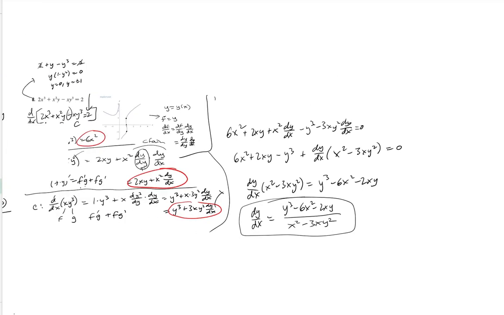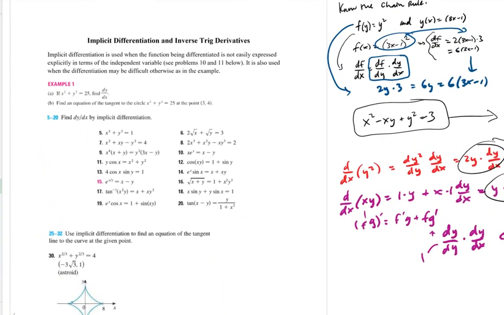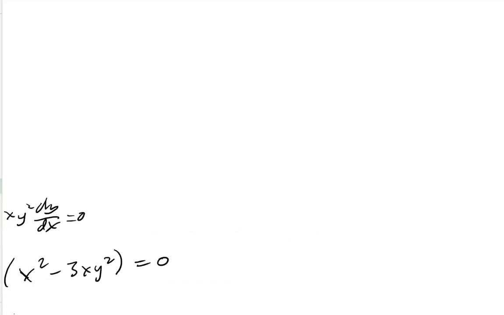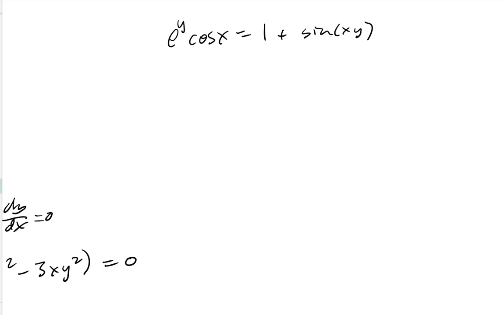All right, so there's other things also, like having to do with sine and cosine, that tend to be difficult as well. Let's pull this one over. This one, e to the y cosine x equals 1 plus sine of xy, e to the y cosine x. So I want to find dy dx. So it's implied that y is a function of x. So y is some function of x. You don't know what it is. It's just implied, all right?